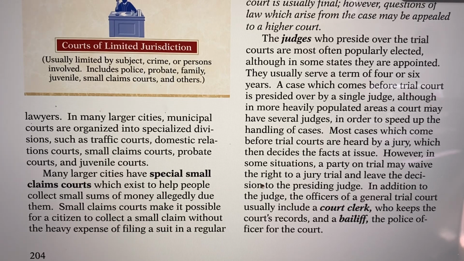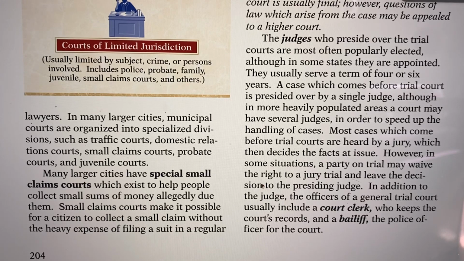Basically, you'll see traffic court. A lot of people have to go to traffic court if you have a speeding ticket, right? Domestic court. A domestic court is basically domestic violence in a family, maybe, or a domestic court case over the custody of children. Onto small claims court.